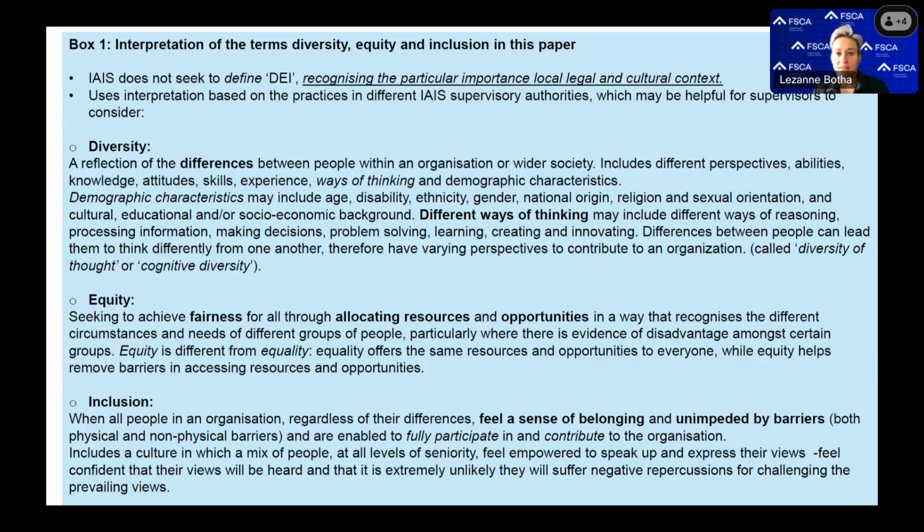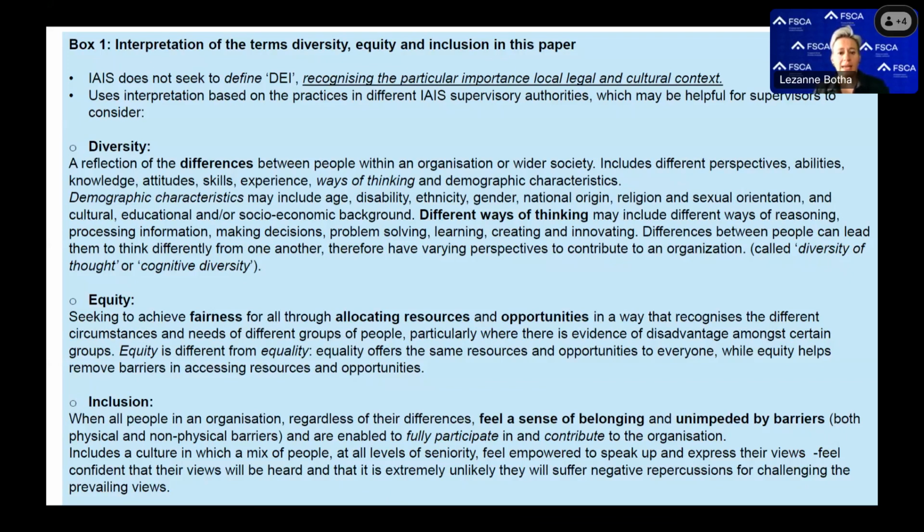So it's based on practices that were identified through the previous work that Jerry spoke to. I'm just going to very briefly touch on the meaning of the terms just to distinguish. Diversity is explained to be a reflection of the differences between people in an organization or in wider society. It includes different perspectives and knowledge, the ways of thinking, and then it also explains what is meant by the different demographic characteristics that could be included in diversity and different ways of thinking, importantly, which includes diversity of thought and/or what's termed cognitive diversity.